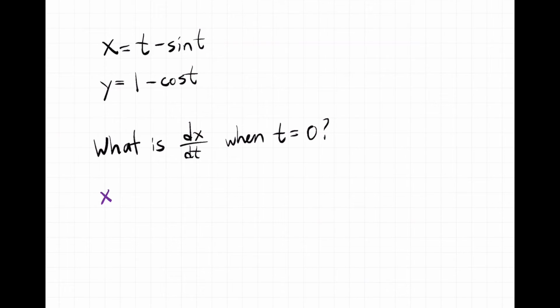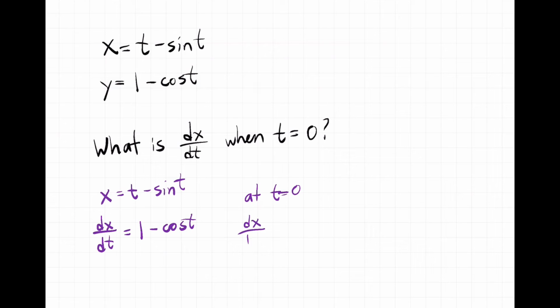Well, our x is equal to t minus sine t. So dx/dt is the derivative of this. That is going to be 1 minus cosine t. And at t equals 0, our dx/dt, we'll just plug 0 into that, and we're going to get 1 minus cosine of 0. But cosine of 0 is 1, so we have 1 minus 1, which is 0. So that tells us that dx/dt is equal to 0 at the moment when t equals 0.